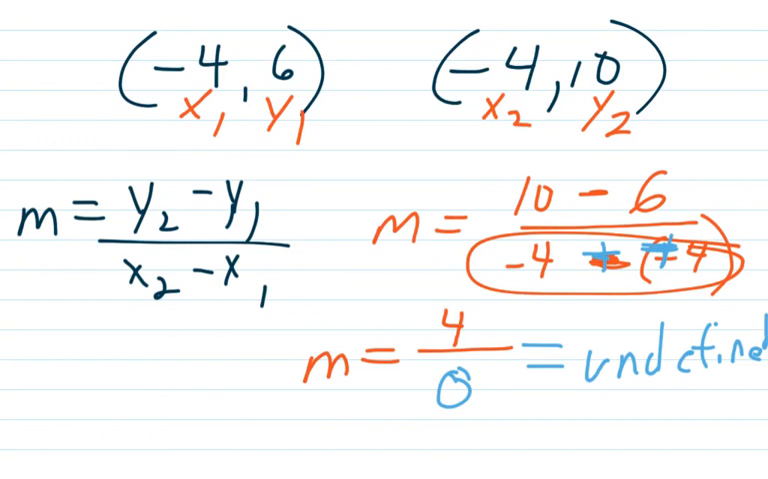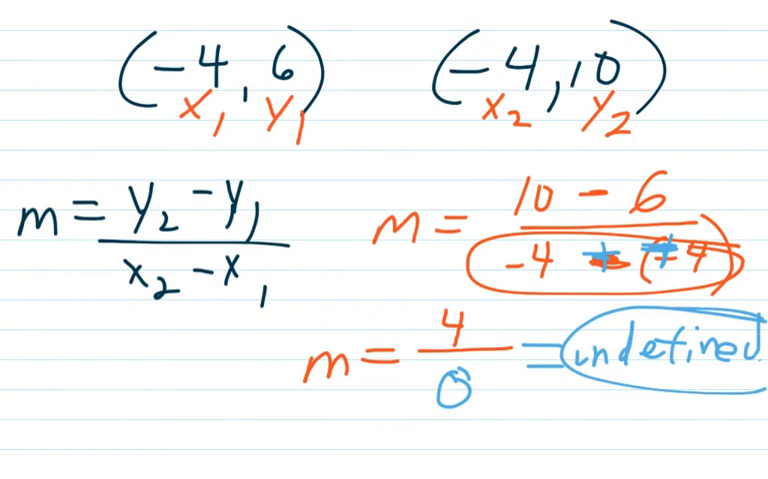I ran out of space there. Let me rewrite that. But we can't determine the slope. Okay? So when you're calculating slope, if 0 is in a denominator, your final answer, and you got to write this, is undefined.